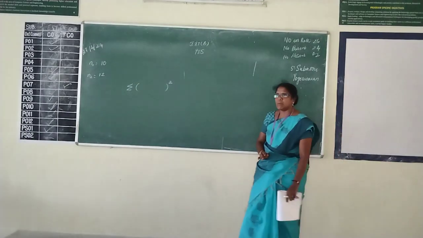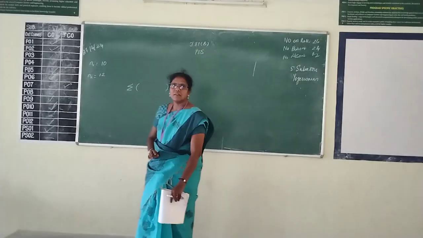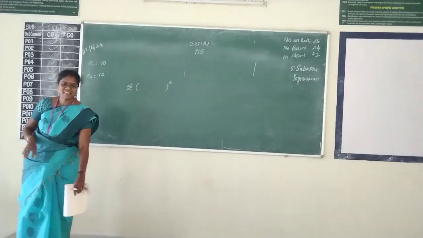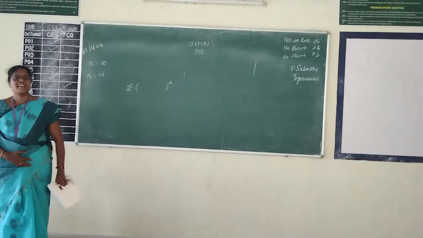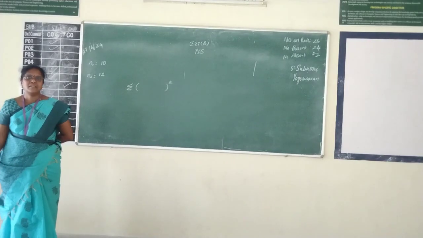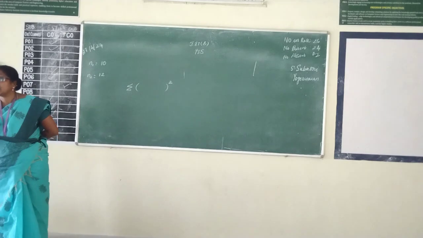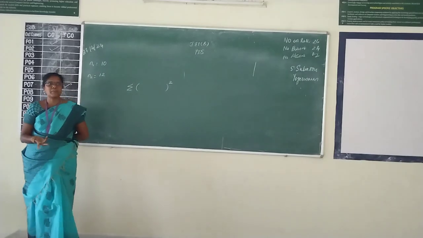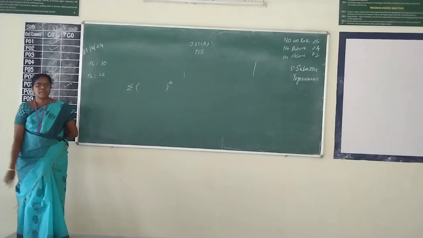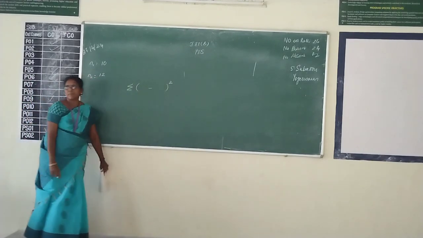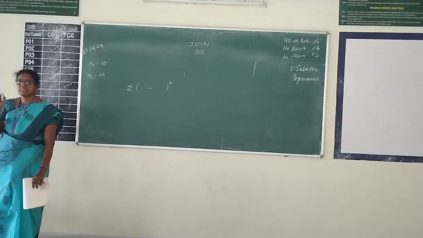What is the meaning of deviation? Say mathematically, a deviation is a difference. Deviation also means difference. For difference, what is the mathematical notation? Minus. So it is a subtraction of two terms. Okay, so it is the sum of the squares of differences.